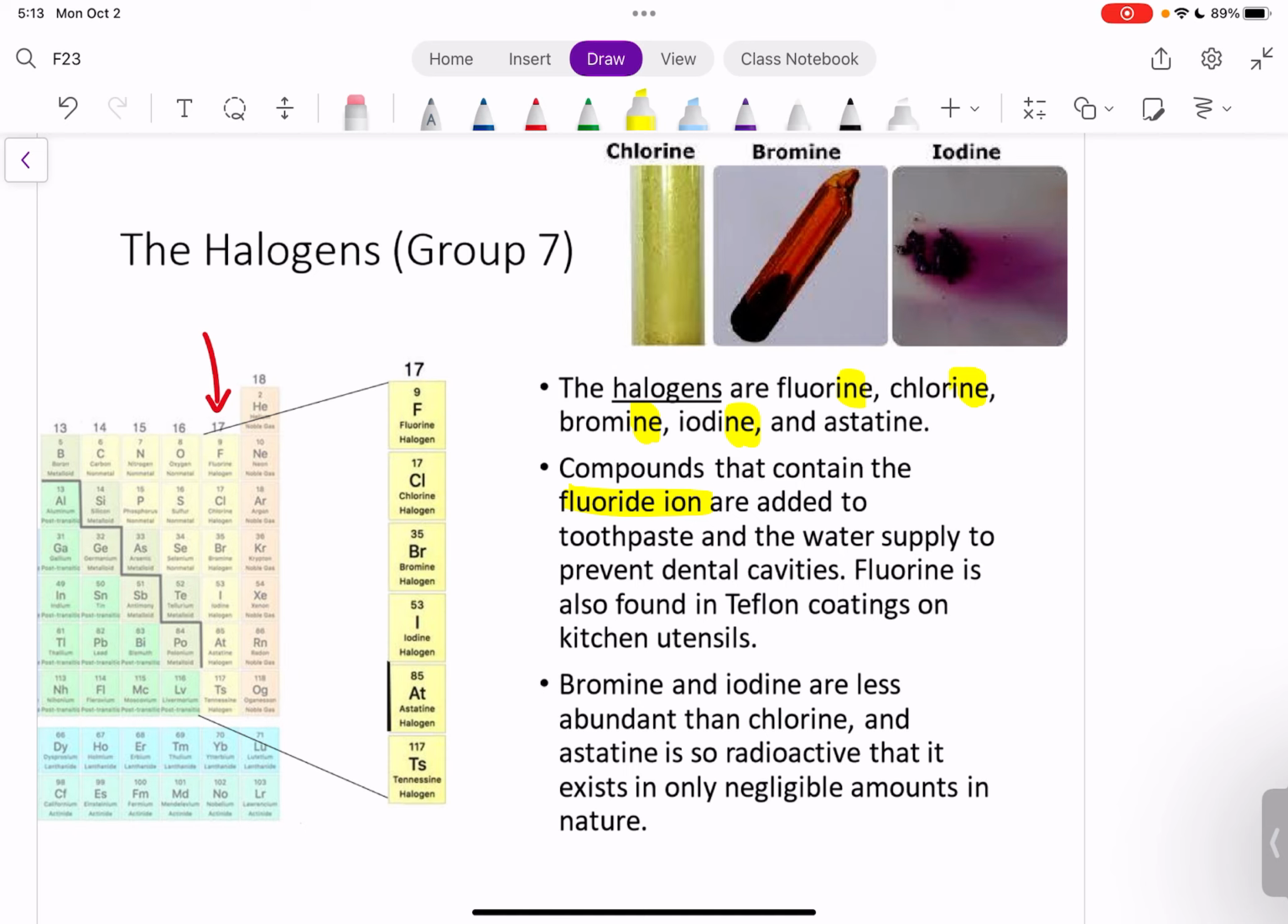And then bromine and iodine, they're less abundant than something like chlorine, which we find in our pools, right? To keep the pool clean. And then astatine is really, really radioactive and exists only in very negligible amounts in nature.